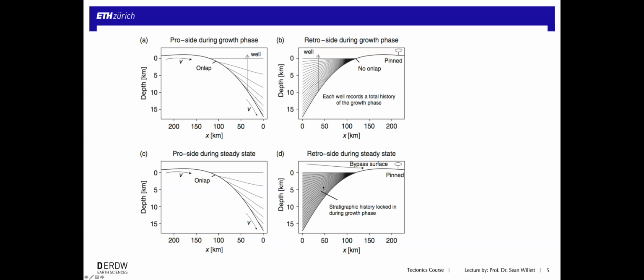So we have these two different stratigraphies. This is, again, the steady state and the growth phase, but we have these two different styles of stratigraphy, one with no onlap, here with onlap. Here it's simply getting deeper with time. Here it's getting deeper, but it's also migrating. The depocenter is migrating towards the peripheral bulge out here.